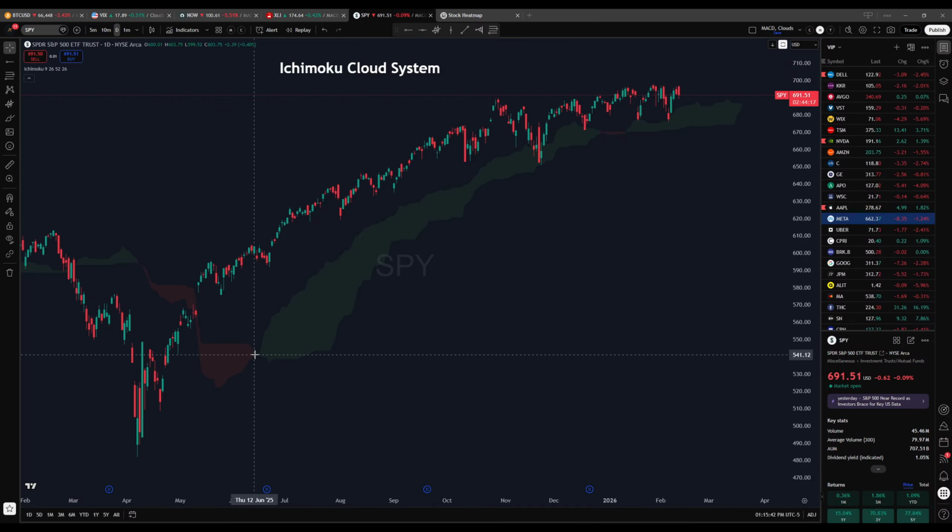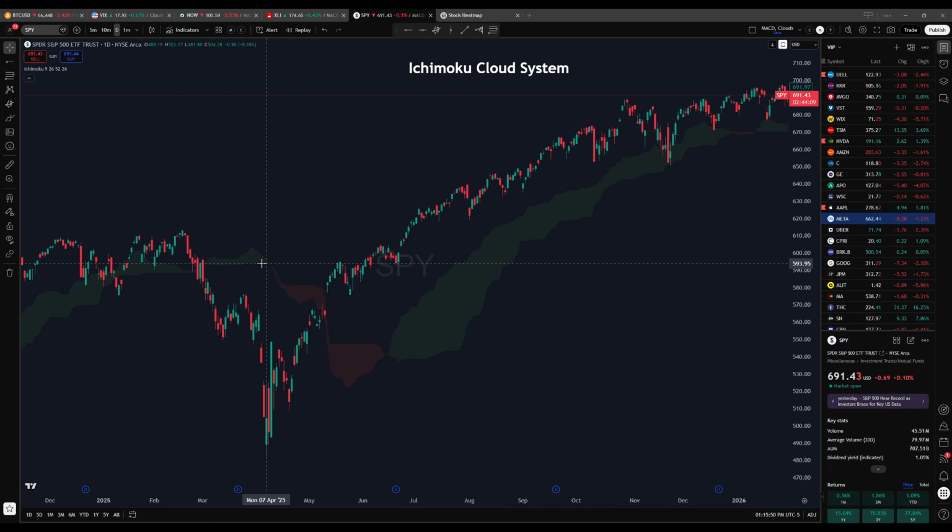So back here, when the cloud flipped from red to green, it's actually saying that 26 days from this point, the market will be bullish. Same thing back here. Once the cloud flips red, it's projecting out 26 days. So keep that in mind.